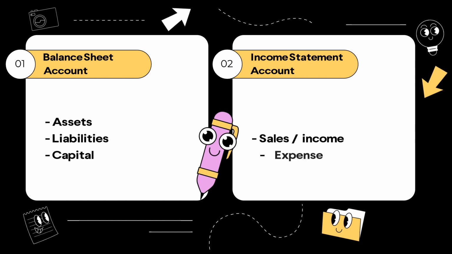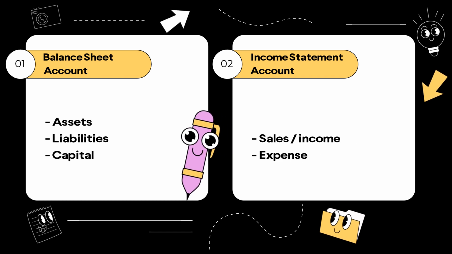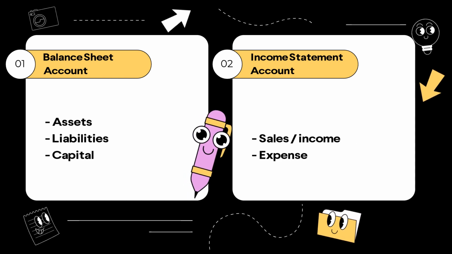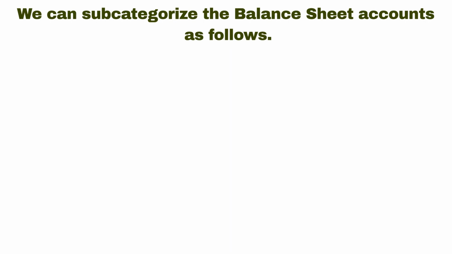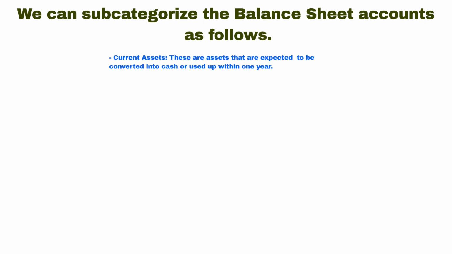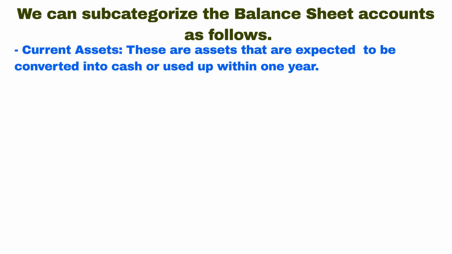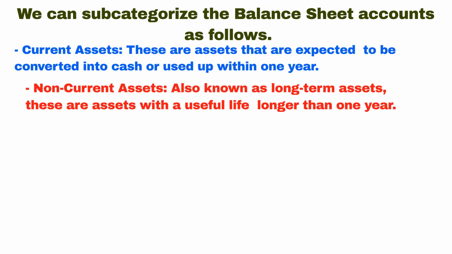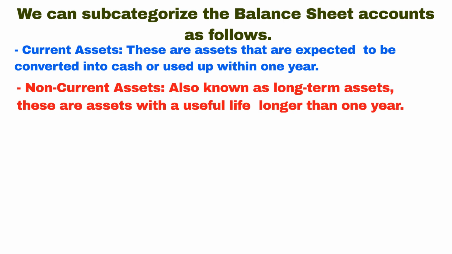1. Balance sheet accounts. 2. Income statement accounts. We can subcategorize the balance sheet accounts as follows. Current assets. These are assets that are expected to be converted into cash or used up within 1 year. Non-current assets, also known as long-term assets. These are assets with a useful life longer than 1 year.